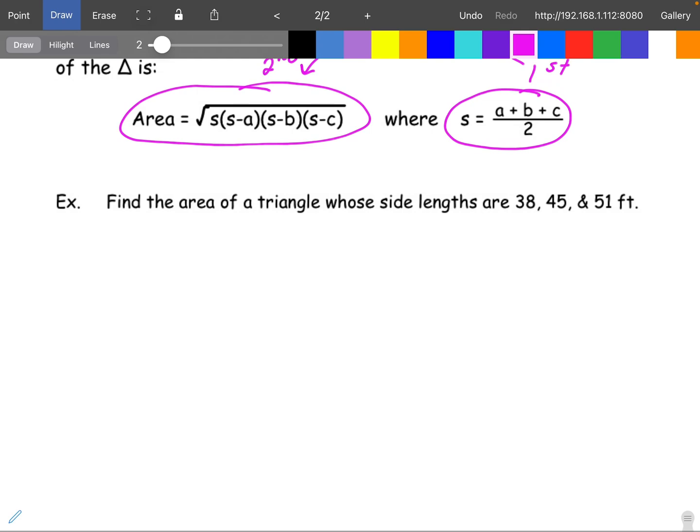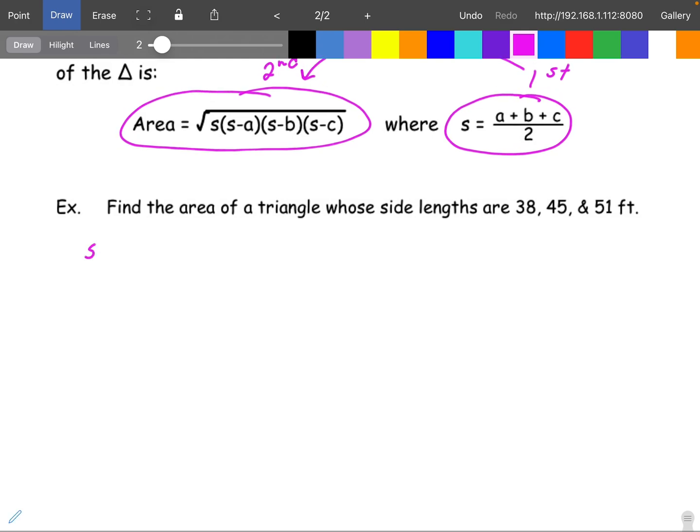So we want to find the area of a triangle whose side lengths are 38, 45, and 51. So that's our a, b, and c. So first thing we need to do is find our s value. So we're going to take those 3 sides and add them together, and then that's going to need to be divided by 2. So when I add those all together, that gives me 134. Then I divide by 2, which gives me 67. So my s value is 67.